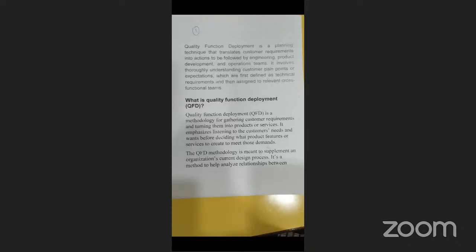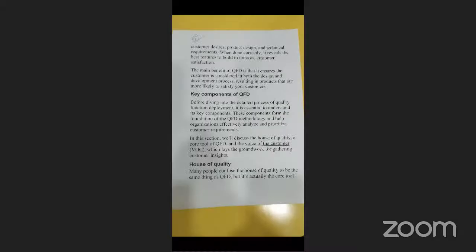So the main benefits of QFD are both the design and the development of the process. On the basis of the design and process being okay, our customer should be satisfied. What are the components of QFD? There are 4 components of QFD. One is the house of quality, the core tool of QFD, the voice of the customer, and the groundwork for gathering the customer's insights.